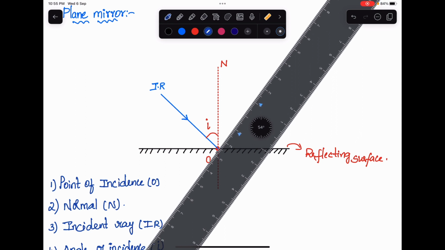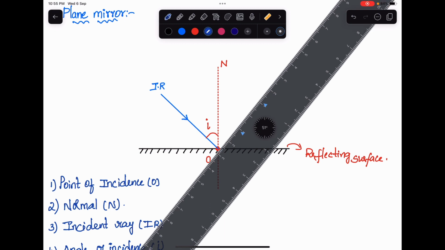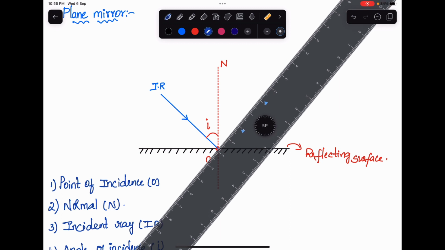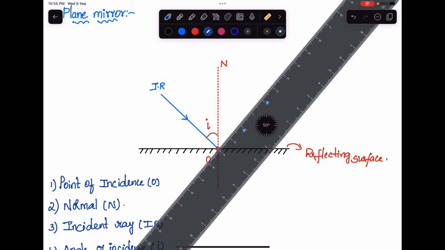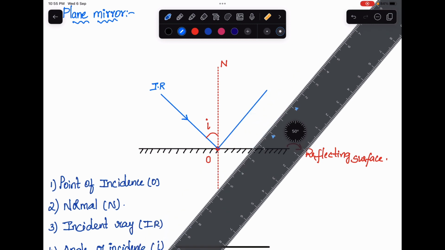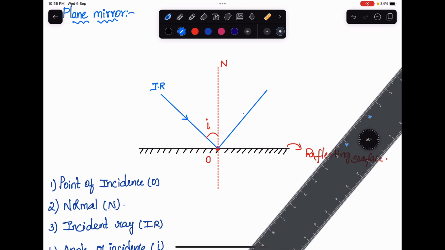The light ray which is getting bounced from the plane mirror, at the point of incidence, it will be getting bounced from the mirror, and such a light ray we call a reflected ray. So the light ray getting bounced from the point of incidence on the reflecting surface, I call this one the reflected ray.